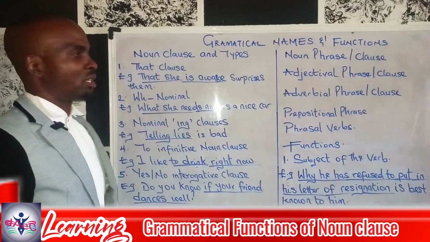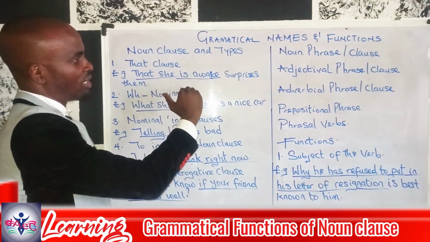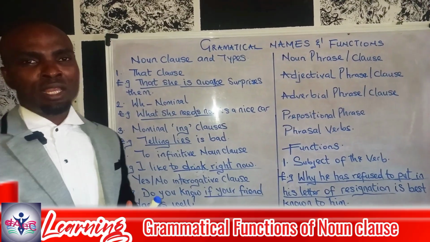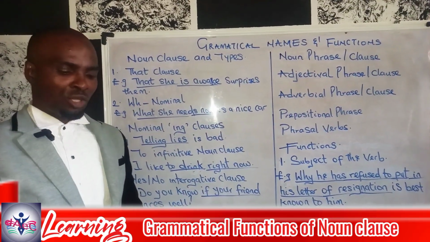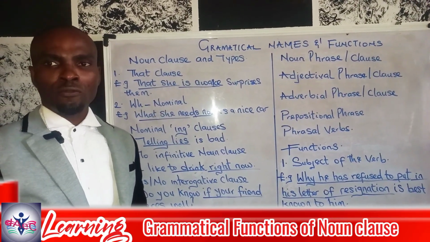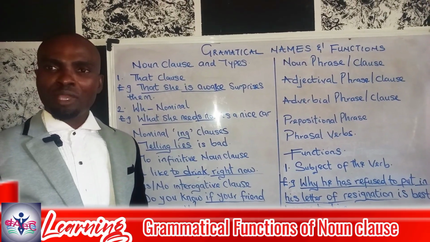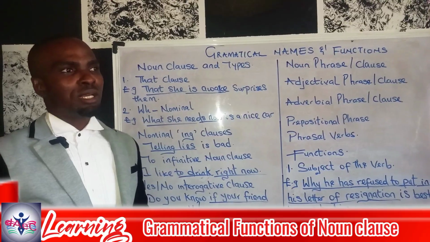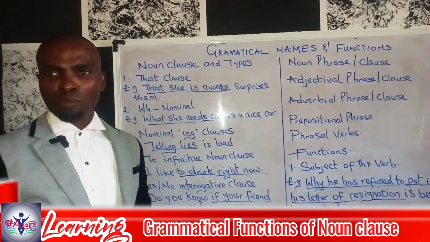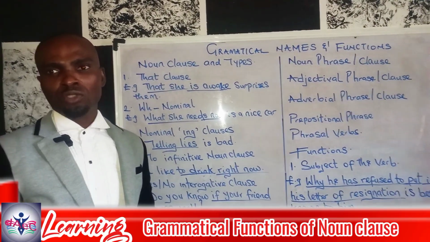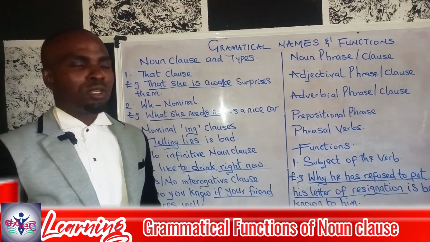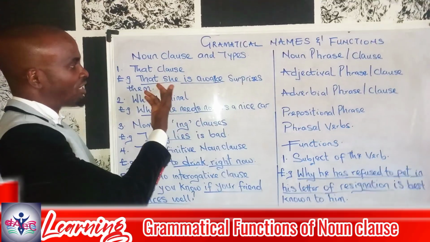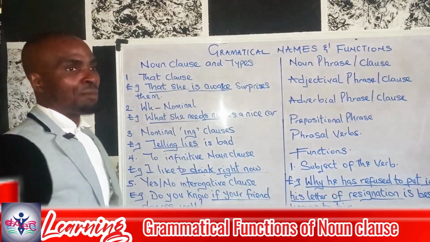While the grammatical function here is that we can have the subject of the verb. We have functions performed by a noun clause: the subject of the verb, the object of the verb, subject complement, object complement, the appositives, and we also have the object of the preposition. Those are the 6 functions of a noun clause. And here we can have it as a subject because a subject begins the sentence, that she is awake. So the that clause is an example of a noun clause.